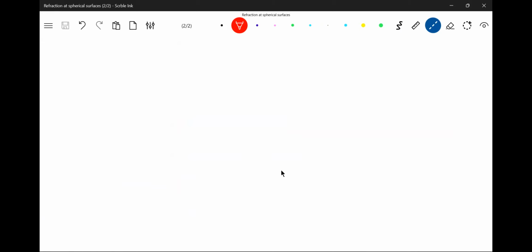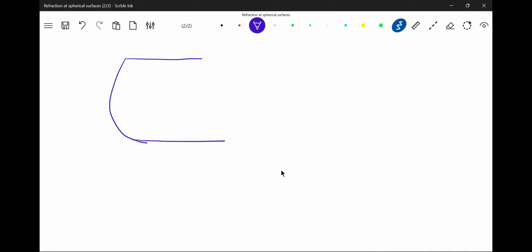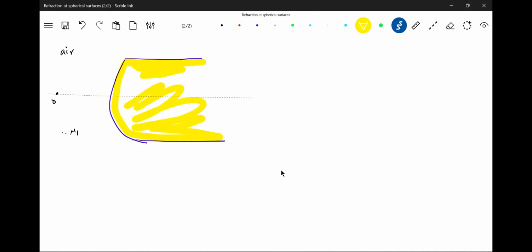Let me assume a spherical boundary. Let this be the axis, what we can call. So let me keep an object here. Let this medium be air, and let the refractive index of this be mu1. Let this be some denser medium whose refractive index be mu2.